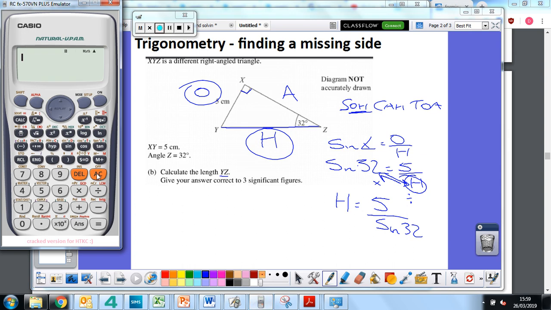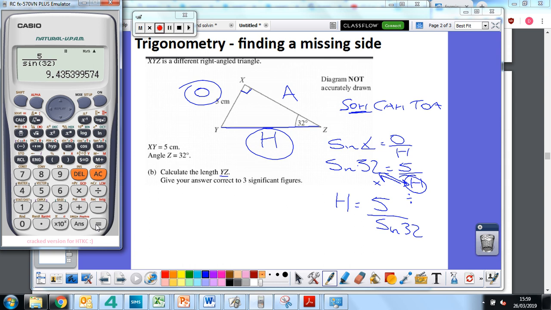Clear the screen. It's a fraction, 5 on the top. On the bottom, we've got sine 32. Don't forget to close that bracket off. Press the equal sign, 9.435.